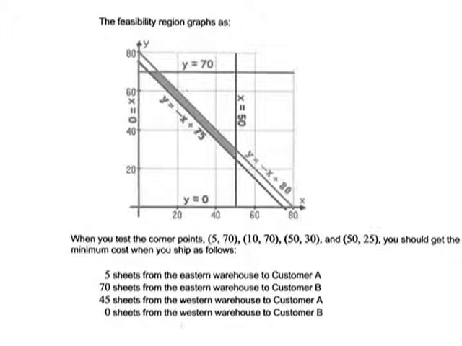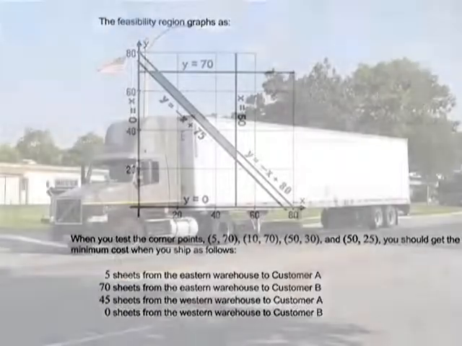Looking at the graph, you will notice that the shaded area represents the feasibility region, including the line y equals negative x plus 75. After the corners were tested at (5, 70), (10, 70), (50, 30), and (50, 25), we got the following minimum cost when we shipped as follows: 5 buckets from the East Warehouse to customer A, 70 buckets from the East Warehouse to customer B, 45 buckets from the West Warehouse to customer A, and 0 buckets from the West Warehouse to customer B.